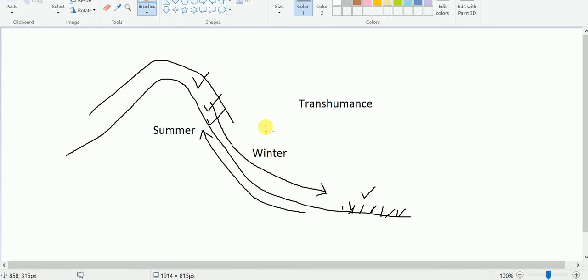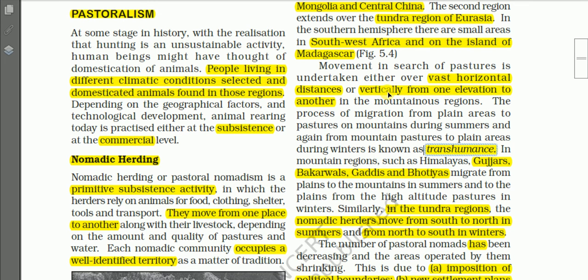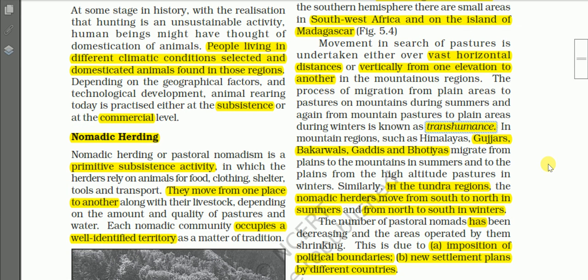So this is vertical movement of the nomadic herders, as mentioned here, vertically from one elevation to another. Remember, the process of migration from plain areas to pastures on the mountains during summer, and again from mountain pastures to plain areas during winter, is known as transhumance. As examples, in mountain regions such as the Himalayas, Gujars, Bakarwals, Gaddis, and Bhotias migrate from plains to the mountains in summers, and to the plains from the high altitude pastures in the winter.